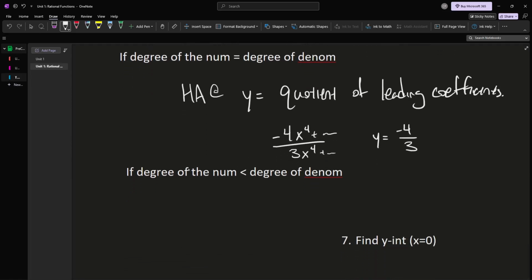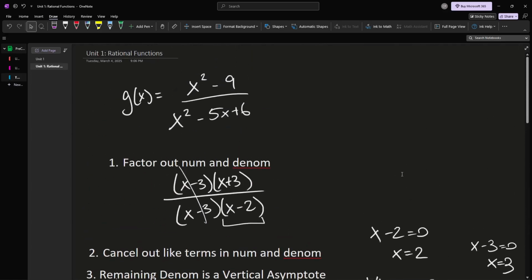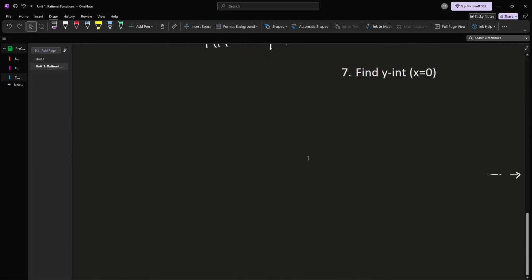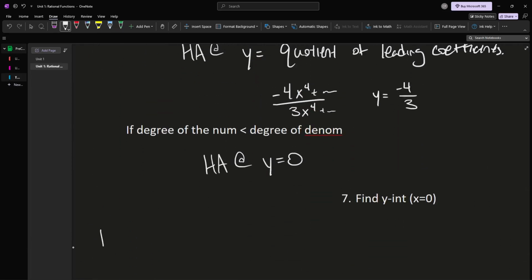And finally, if the degree of the numerator is less than the degree of the denominator, horizontal asymptote at y equals 0. Looking up over here, I see x squared minus 9 over x squared minus 5x plus 6. X squared is my degree, degree of 2, degree of 2. So my horizontal asymptote must be at 1 divided by 1. They both have coefficients of 1. So the horizontal asymptote for this graph is at y equals 1.